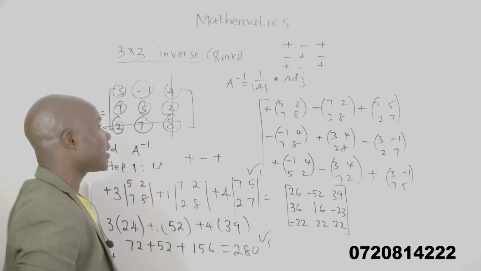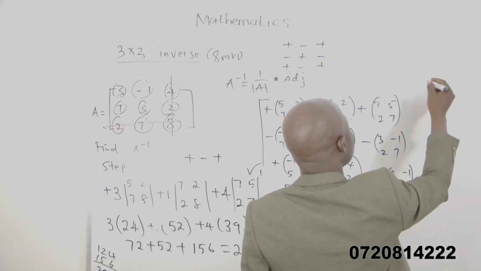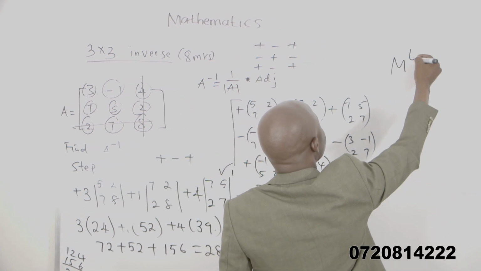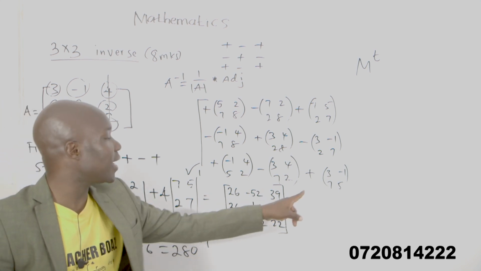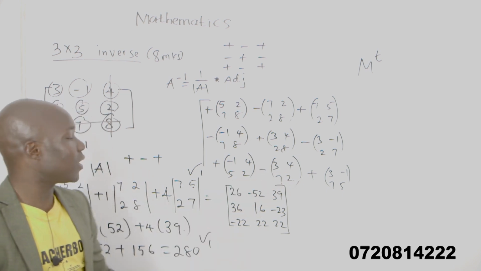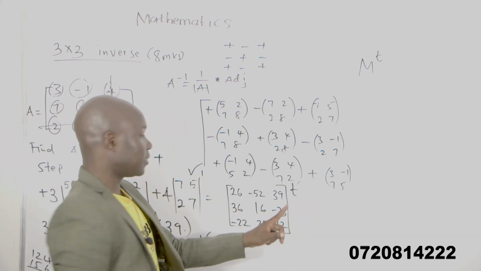Now by having this matrix, before you find the inverse, we need to know that we have to get what is called the matrix transpose. We transpose this matrix. We turn all the rows to columns. So row 1 becoming column 1, row 2 becoming column 2, row 3 becoming column 3. That's what we call, we transpose this matrix.